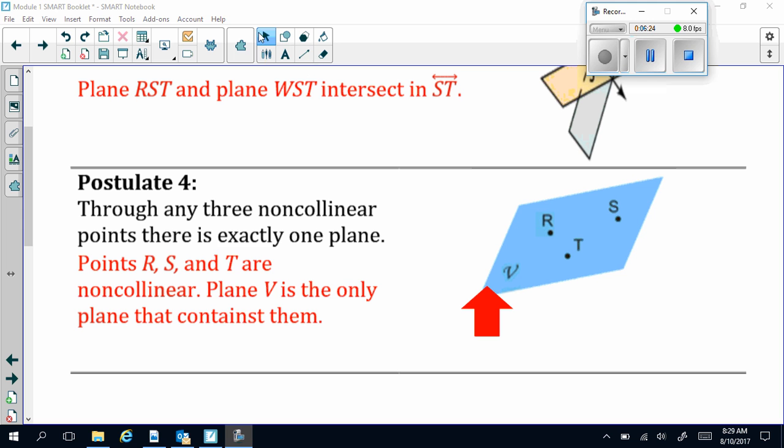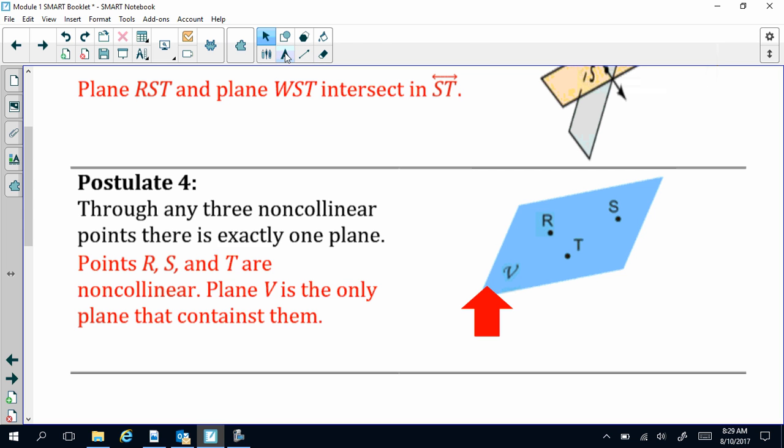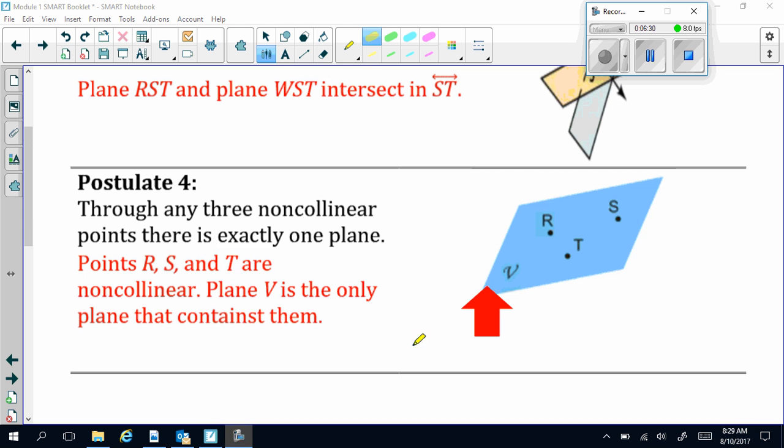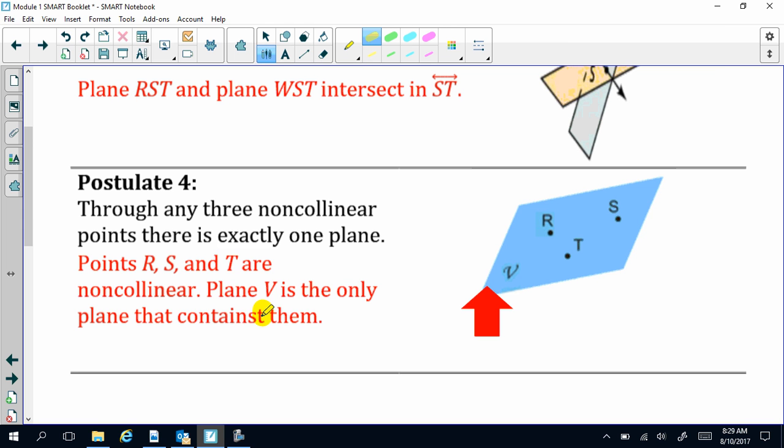And I do realize here that I misspelled contains. Ignore the T. I was trying to erase it, but I chose the wrong tool. Okay, that is it for our first video. We will continue talking about postulates over the next couple of weeks, and then we'll move into some theorems and some proofs.